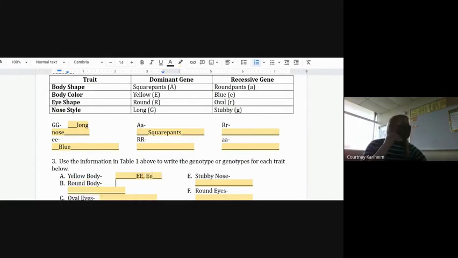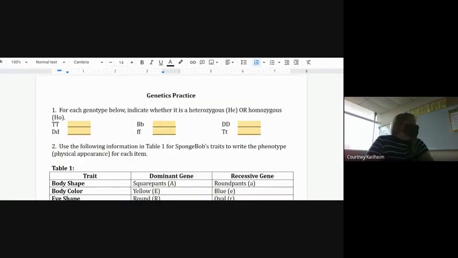So you guys seem to understand that one. Number 1, as long as it's 2 of the same, it would be homozygous. 2 uppercase or 2 lowercase, no matter what, 2 of the same, homozygous.